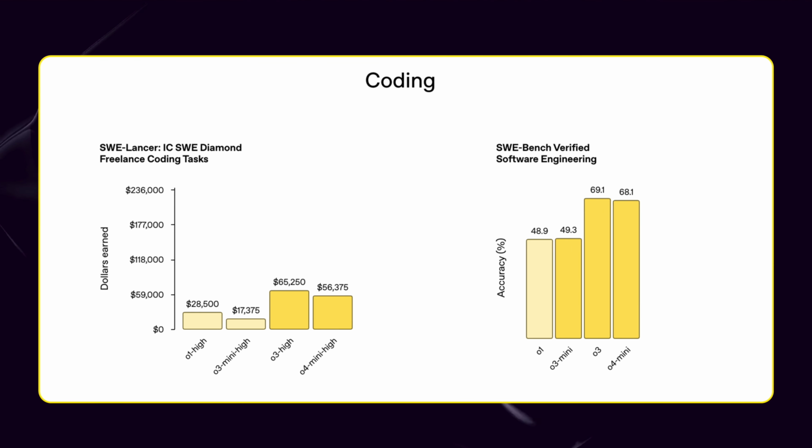So check this out, when it comes to freelance coding gigs, O3 high and O4 Mini high are absolutely crushing it. Meanwhile, over on the SWE-bench accuracy tests, O3 and O4 Mini are miles ahead of earlier models like O1, hitting almost 70% accuracy. Basically, the newer models aren't just smart, they're getting paid and proving they can code like serious engineers.